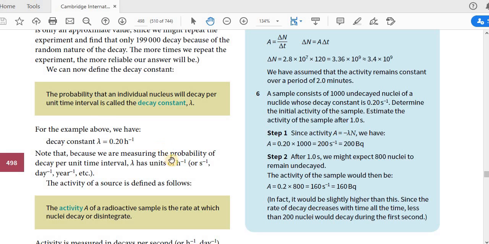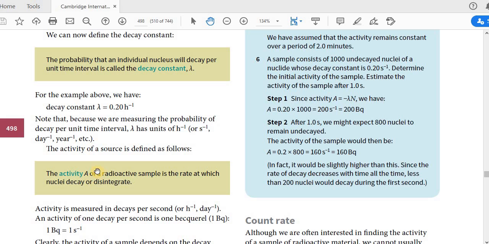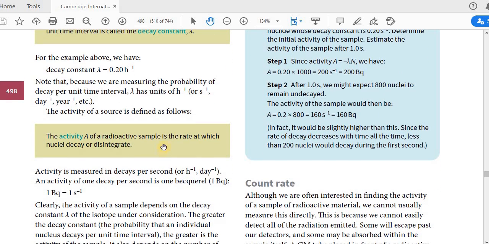Note that because we are measuring the probability of decay per unit time interval, lambda has units of per hour, per second, and so on. The SI unit is per second. The becquerel is the unit of activity, so the decay constant you can't write as becquerel. Activity, the unit is becquerel. Decay constant is per second. Be careful with that.